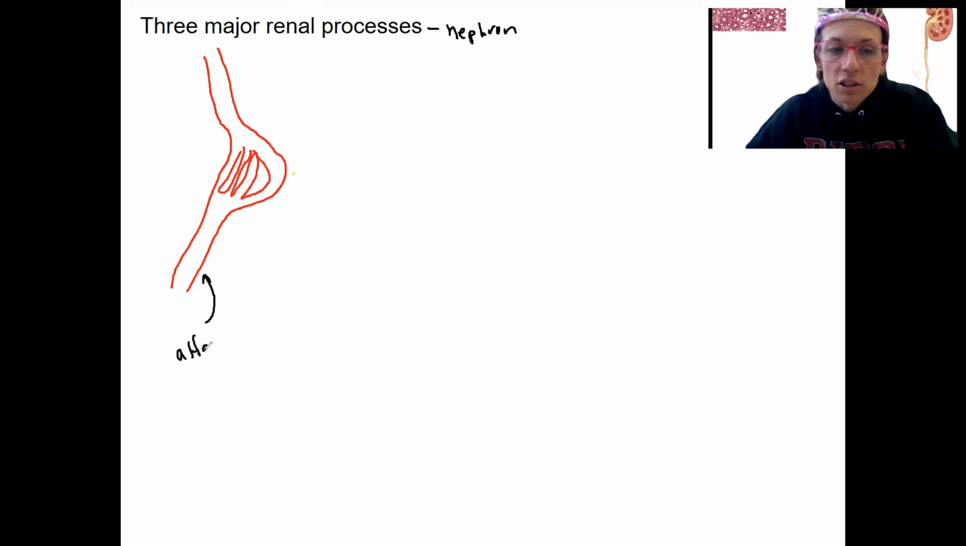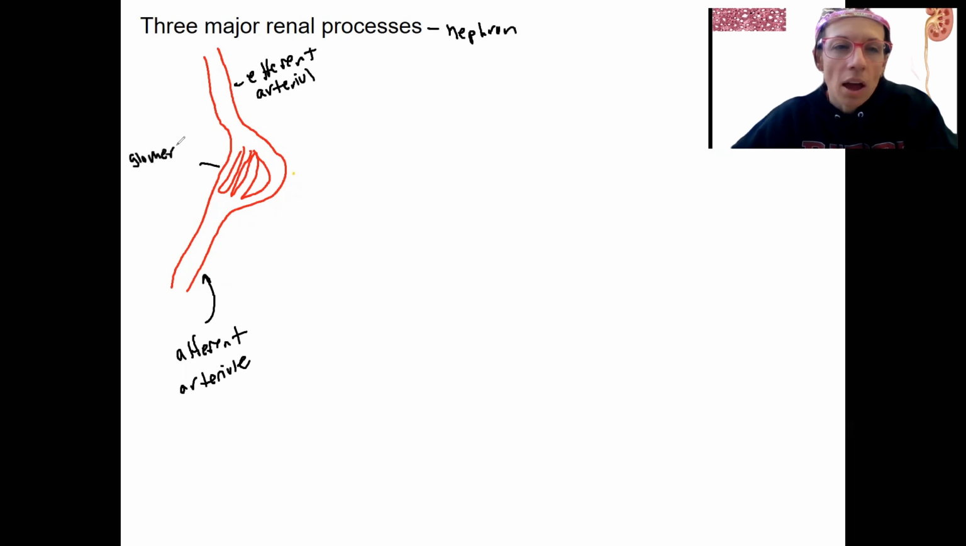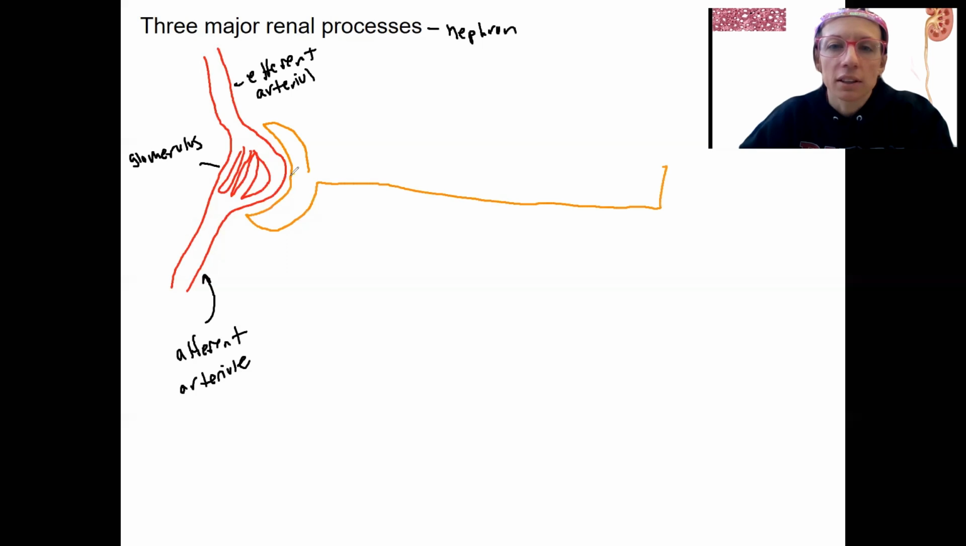We've got the afferent arteriole again, and the efferent arteriole, and the glomerulus. I'm going to draw our glomerular capsule again. And then instead of drawing the detailed anatomy of the nephron, I'm just going to draw it as a single long tube, because that's what it really is, right? It's a long renal tubule that is made up of the nephron and then the collecting duct. So let's just draw it like that.